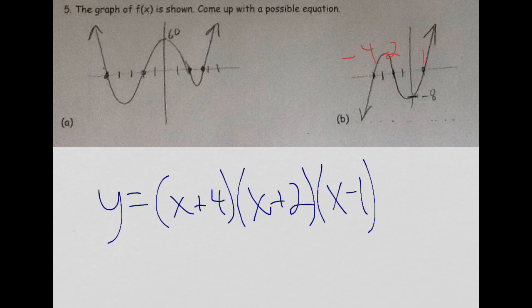Once again, I check to make sure that it opens the correct direction. A positive x cubed would go like this. A negative x cubed would go like this. You should see that this matches up with this one, not with this one. So I do not need to go and tack on a negative there.